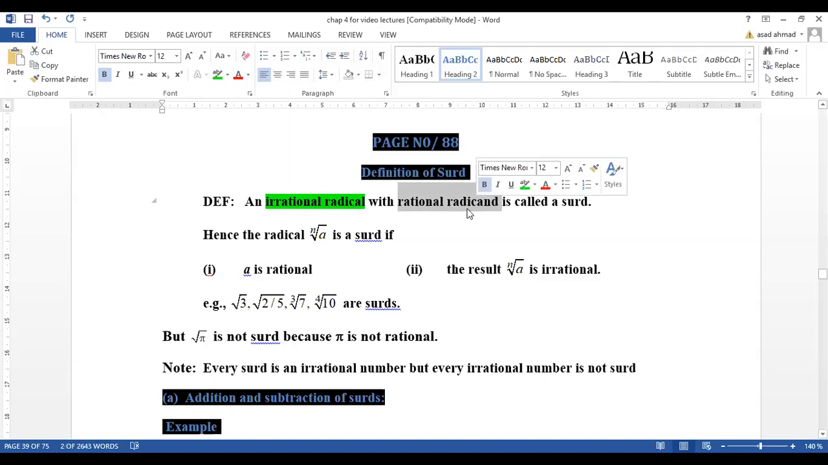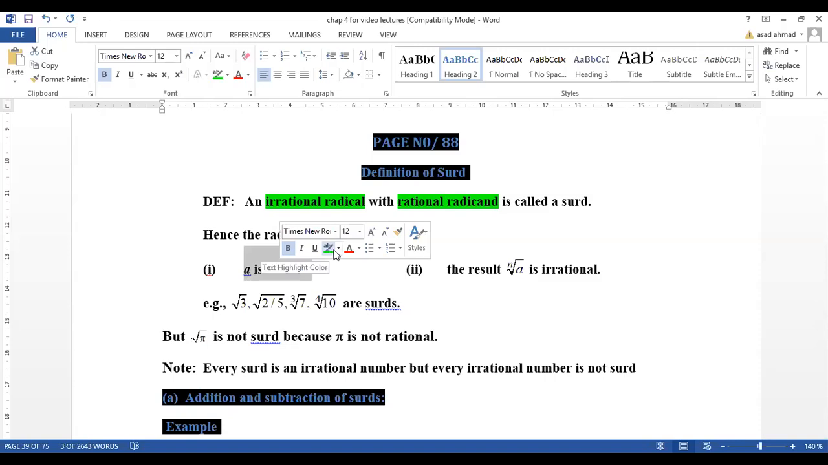A radicand is a term which is placed within the radical sign. So what should be inside, like if you see the definition or the example right here, that A should be what is inside the radical sign, it must be a rational number. As I just explained earlier, it must be a rational number. Fine. So A should be a rational number. And when you evaluate overall the nth root of A, its result should be irrational.